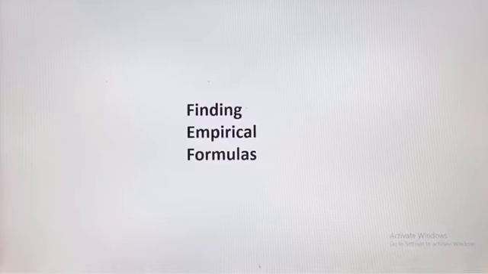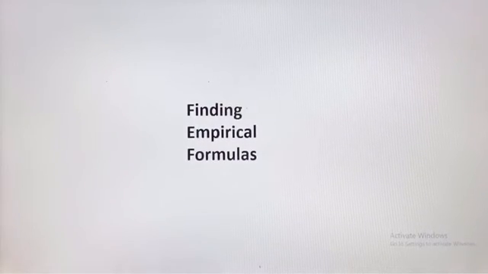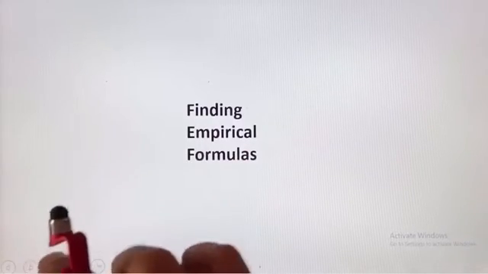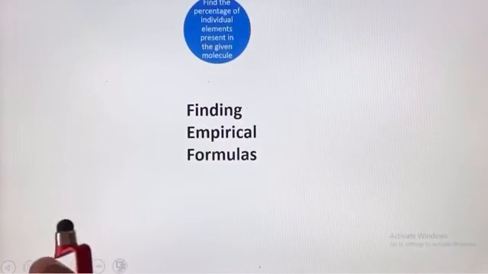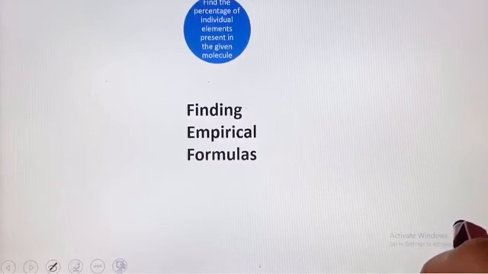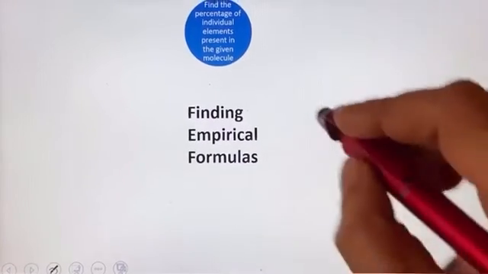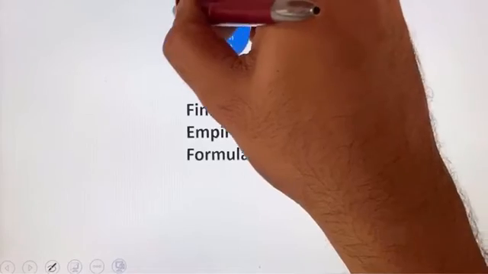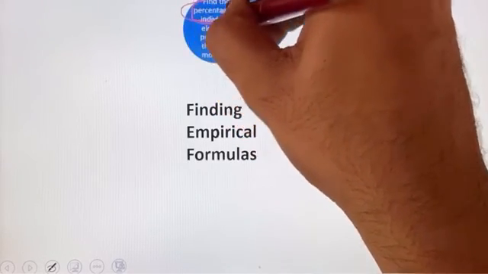Now to find out empirical formula there are certain set of rules. I have listed them down in the form of a flowchart. You have to just follow the flowchart. Here, the first rule is you have to find the percentage of individual elements present in the given molecule. So the most important thing is to find the percentage of individual elements.